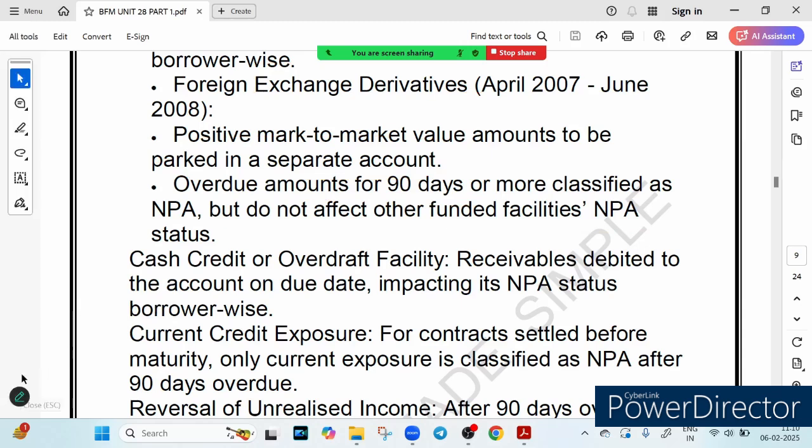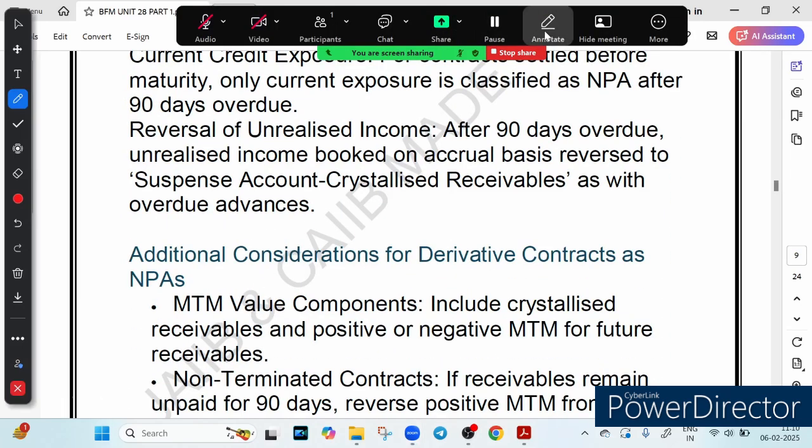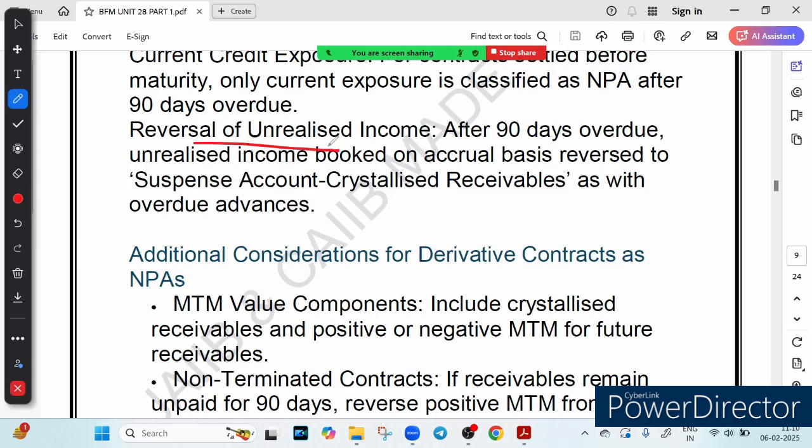Very, very important. Here we are. Reversal of unrealized income. What does it mean? Now let's talk about reversing unrealized income. What happens if the borrower has not paid back on time? What will happen then? You know that after 90 days of overdue payment, any income that was recorded on paper will move to a suspense account.